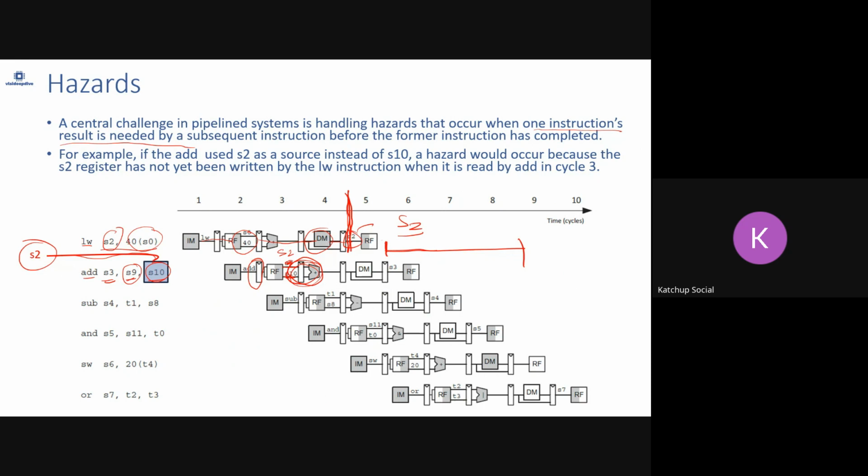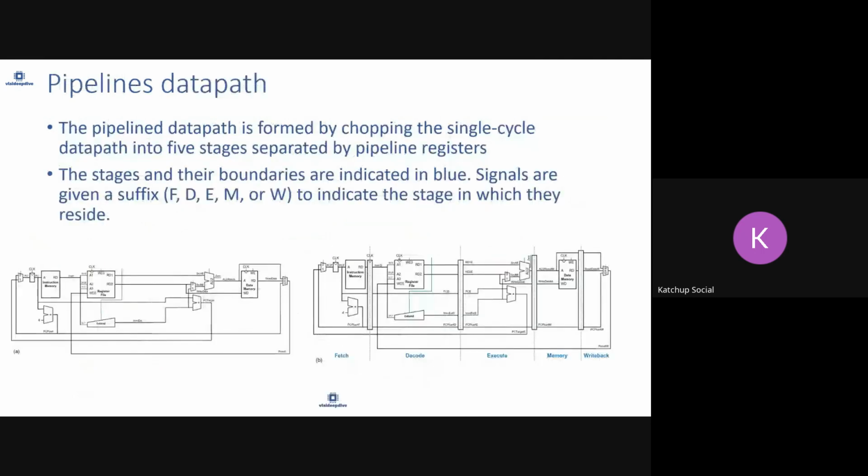Basically, the next instruction needs the result of the previous instruction, but it's not ready because you are pipelining it, and that creates a hazard. So pipelines will have these hazards. Of course, we will have to make sure these hazards don't occur, and we'll see how to do that. We'll talk about how to solve that. Now coming back to our pipeline data path: the pipeline data path is formed by chopping the single cycle data path into 5 stages.